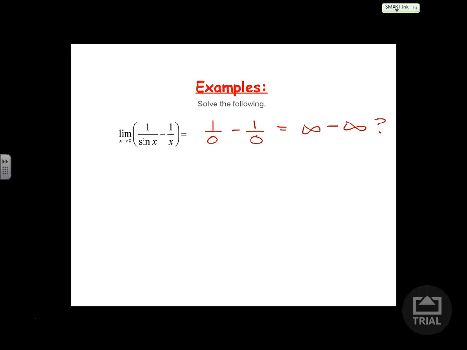Derivative of the top and the bottom, except there isn't one. This is an indeterminate form, but it's not the one that we want. So what do we do before we do L'Hôpital's? Change the form.